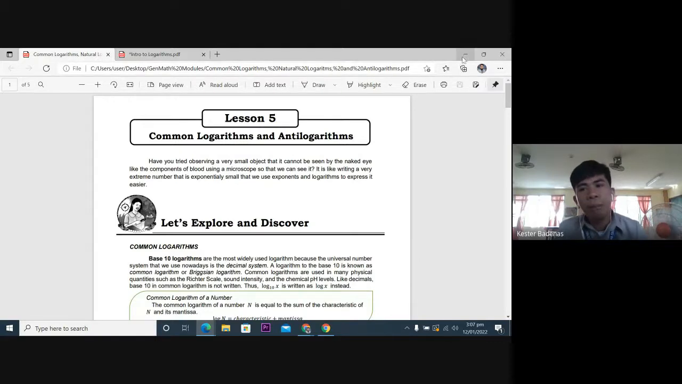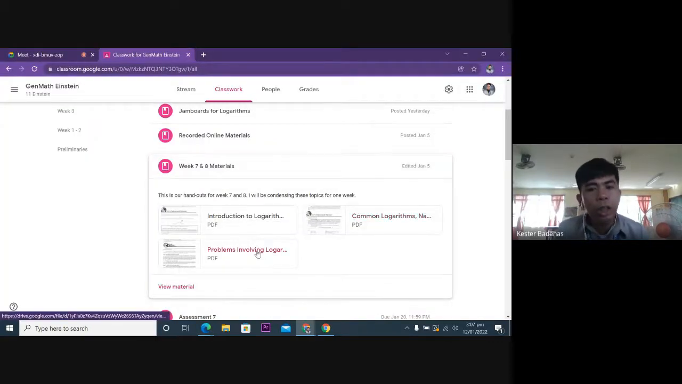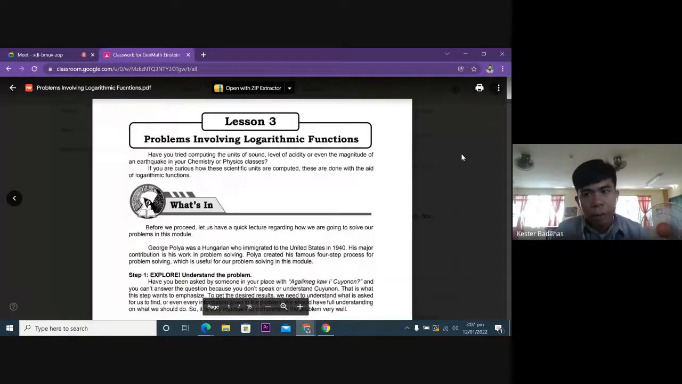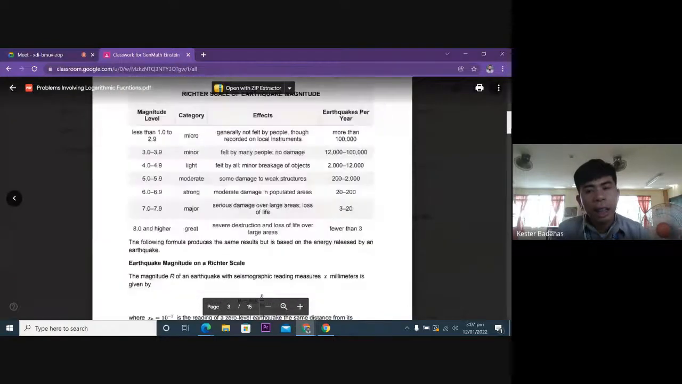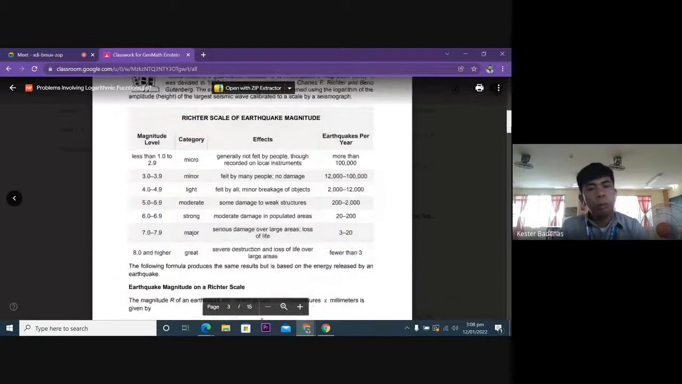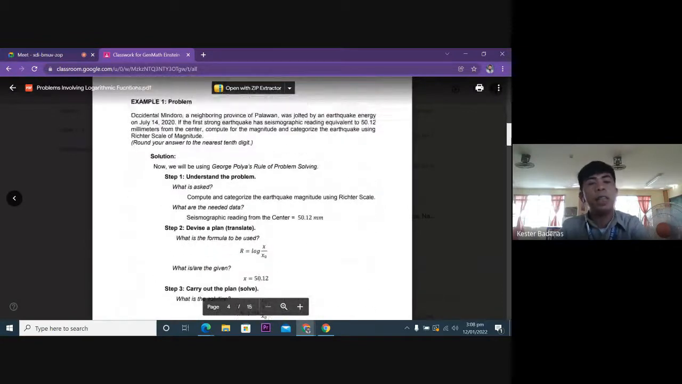And may isa pa, yung problems involving logarithmic functions. Ito naman, class, more of formula to siya. Kaya hindi ko na siya in-explain. Ang kailangan nyo lang dito, class, is yung formula and yung scientific calculator. Okay? And we are using Polya's 4-step rule on problem solving. Don't worry, may steps na yan siya dito, class.